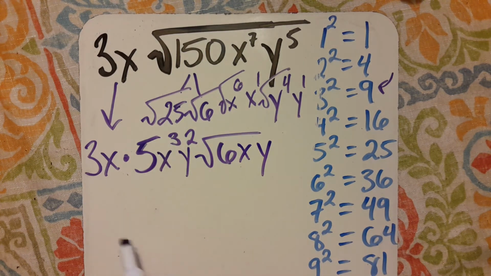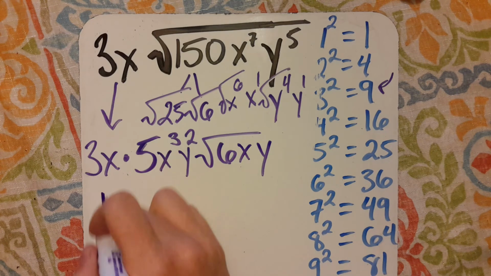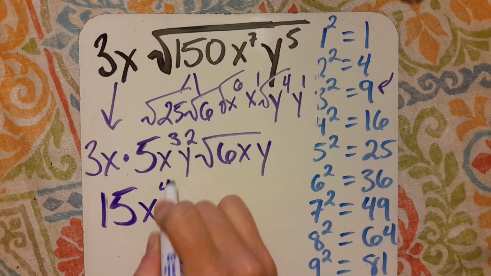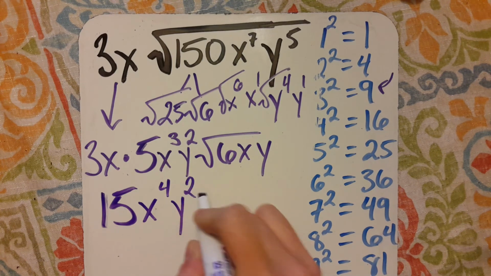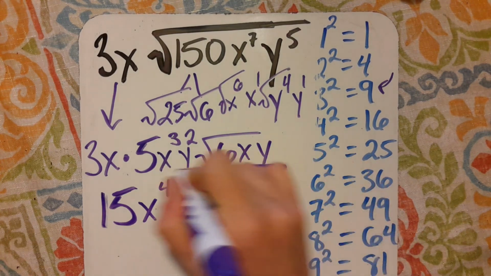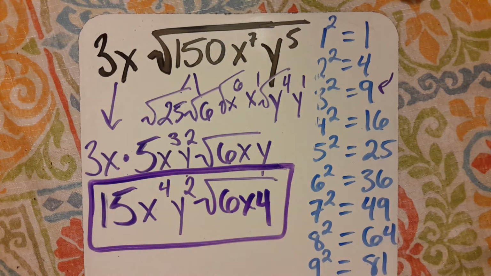Combine the stuff on the outside here. So 3 times 5 is 15. x times x cubed is x to the 4th. And that's just a nice happy y squared. And that is my final answer.